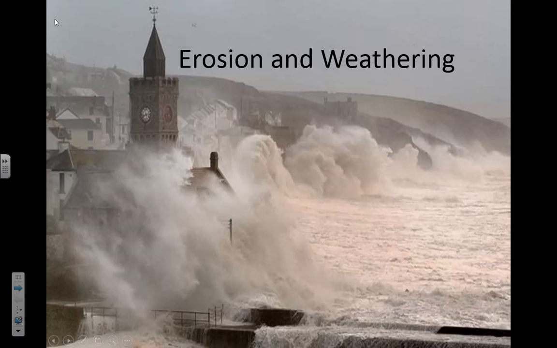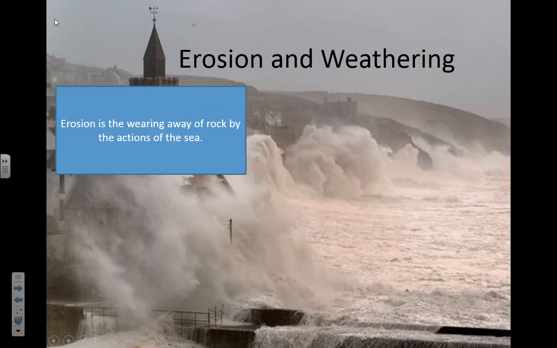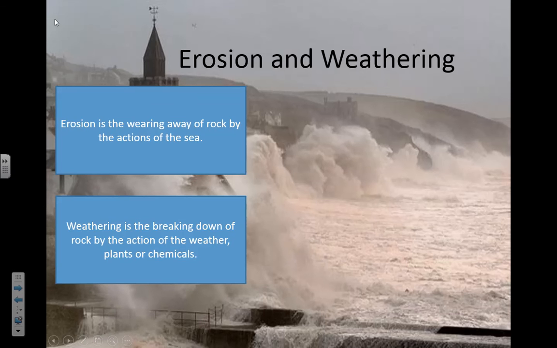Physical processes that have an impact on the cliff face will either be erosion or weathering. Erosion is the wearing away of the rock by action of the sea. Weathering is the breaking down of the rock by either the weather, plants or chemicals.